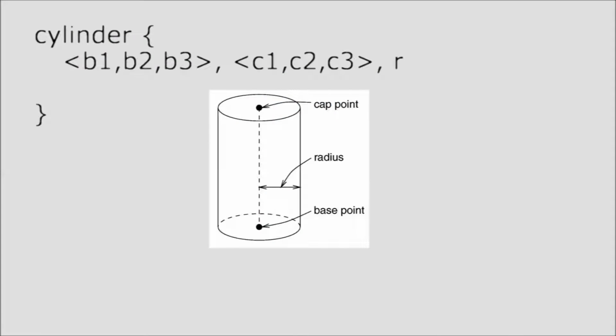So a cylinder requires three parts to specify where it is and what its radius is. The first is three numbers that indicate the location of the base point. The second is three numbers that indicate the location of the cap point. And the third is just a single number, which is the radius of the cylinder.